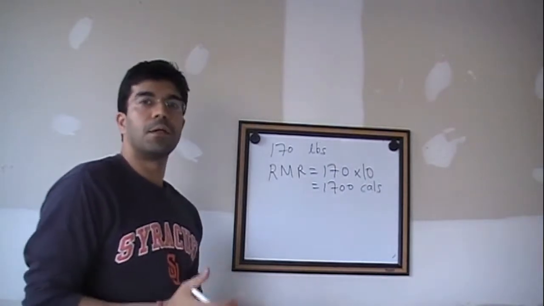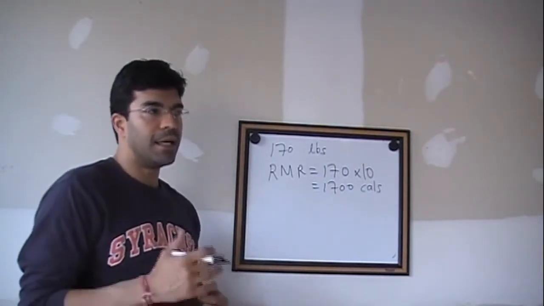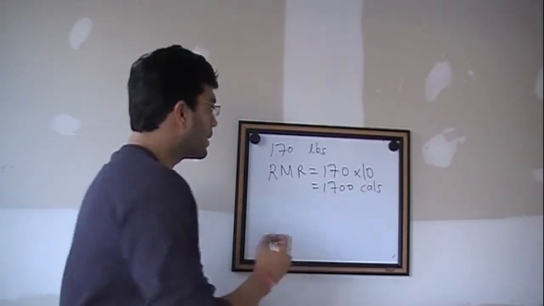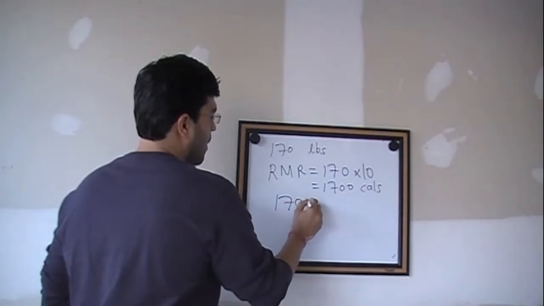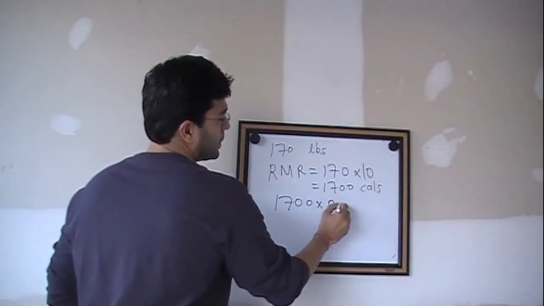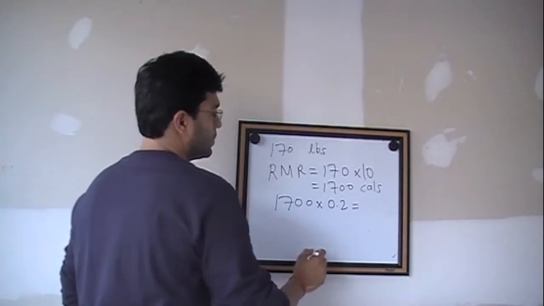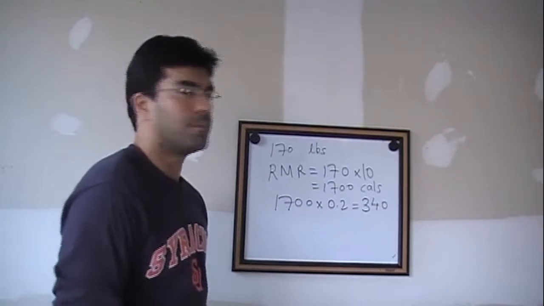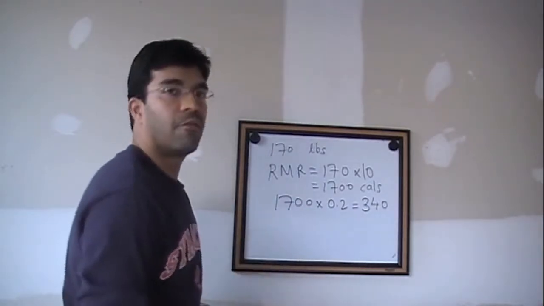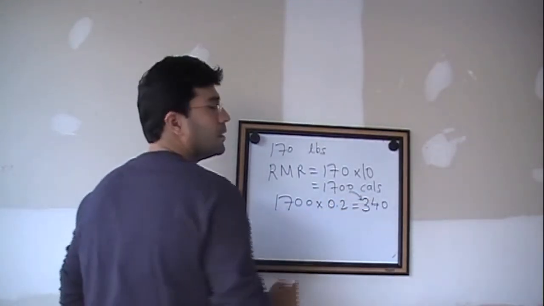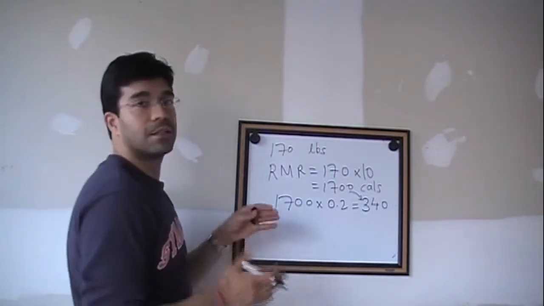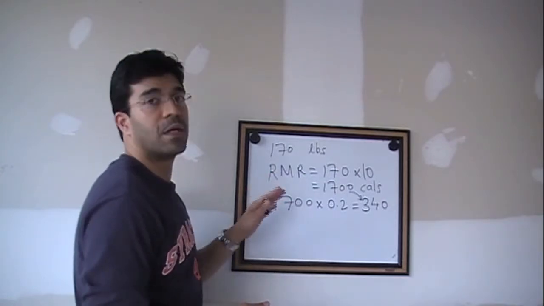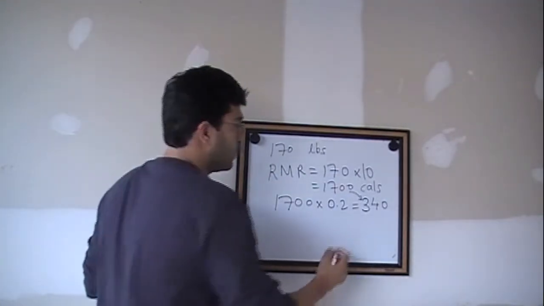Now according to the P90X guide, a daily activity burn of 20% is considered. This is different for different people, but as an example, 1700 times 20%, which is 0.2, comes to 340. Now 340 is what we need to add to the resting metabolic rate, because that is the daily requirement for a person who is weighing 170 pounds.